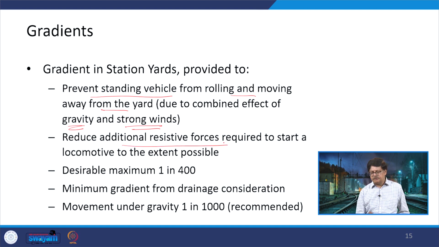Then, it reduces the additional resistive forces required to start off the locomotive to the extent possible, because when you are in a stop position, you need to nullify the inertial effect also. So, the locomotive has to work in that direction too. The desirable maximum value defined for gradients in station yards is 1 in 400, whereas the recommended value, as far as gravity is concerned, can be 1 in 1000, and this is also okay if you are talking about drainage requirements. In the case of drainage requirements too, we can go to these types of values. So, if water is coming, it will drain out of that area under gravity.